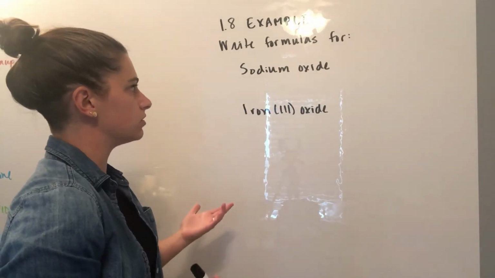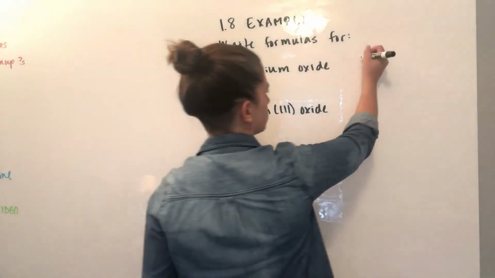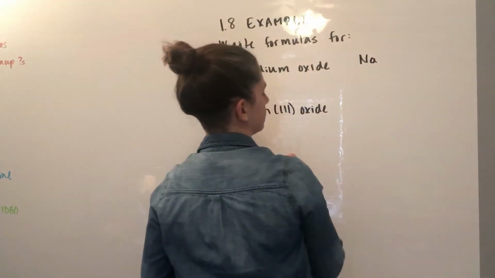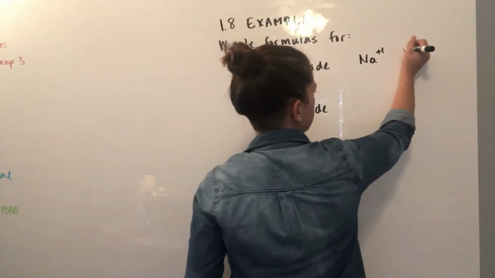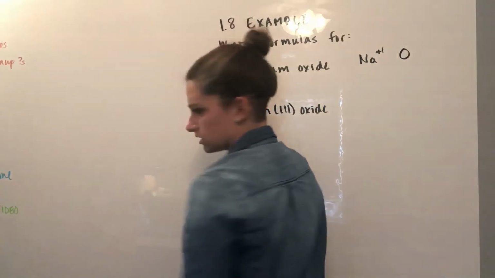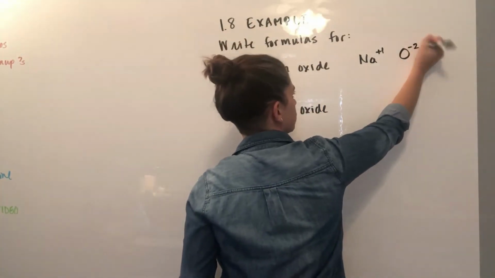The first thing you're going to do is find the charge for each of these ions. Sodium, Na, is in the first column, so it's Na+1. Oxide is oxygen, so it's in column 16, right number, which means it has a -2 charge.